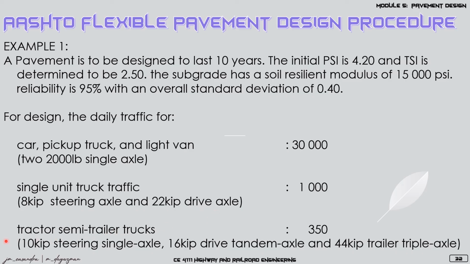Okay? And then for the next type of vehicle, we have 350. So we're expecting 350 per day traffic for tractor semi-trailer trucks, which have a 10-kip steering single axle, 16-kip drive tandem axle, and a 44-kip trailer triple axle load.